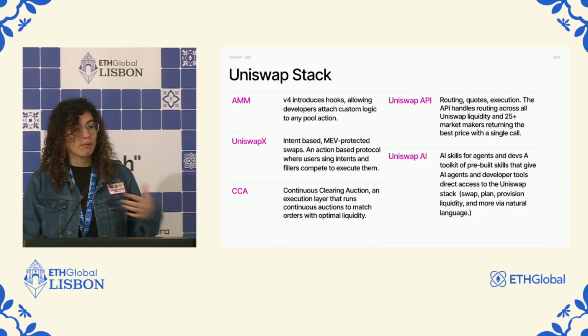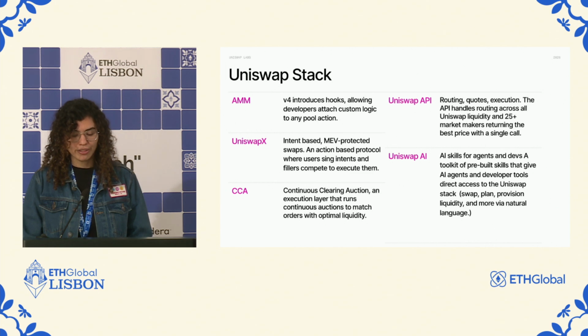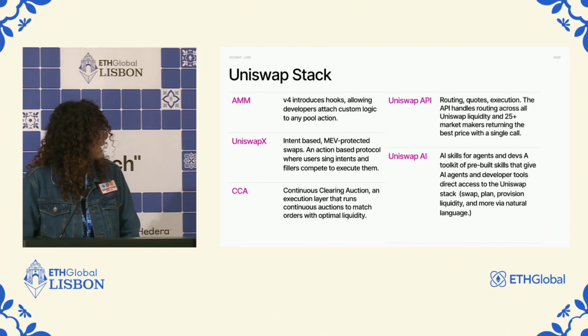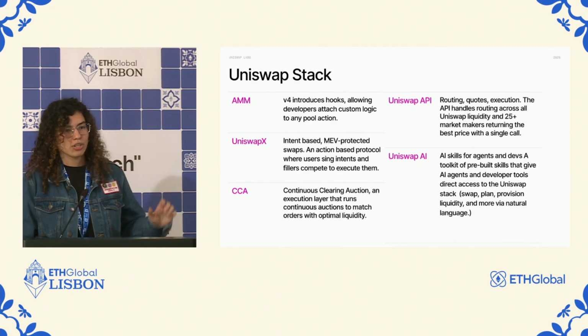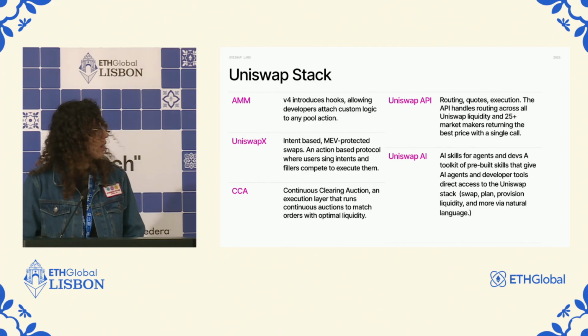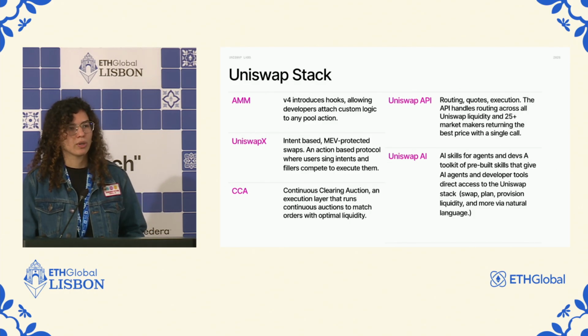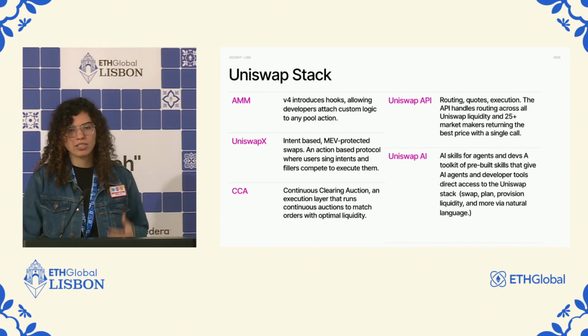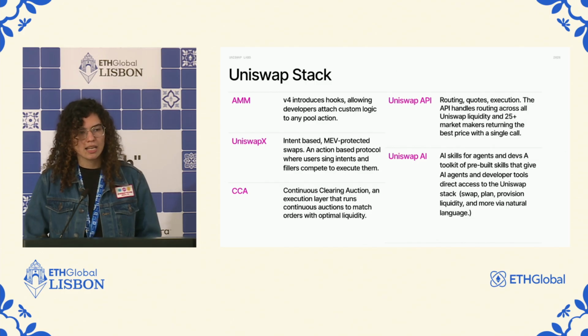We have the Uniswap API, recently launched earlier this year, that includes a couple of endpoints, but pretty much you can use it for routing, quotes, and execution. And this Uniswap API now handles not just all of our routing mechanism at the interface level, but also includes more than 25 private market makers that pretty much give you the best execution price when you get a quote from it.